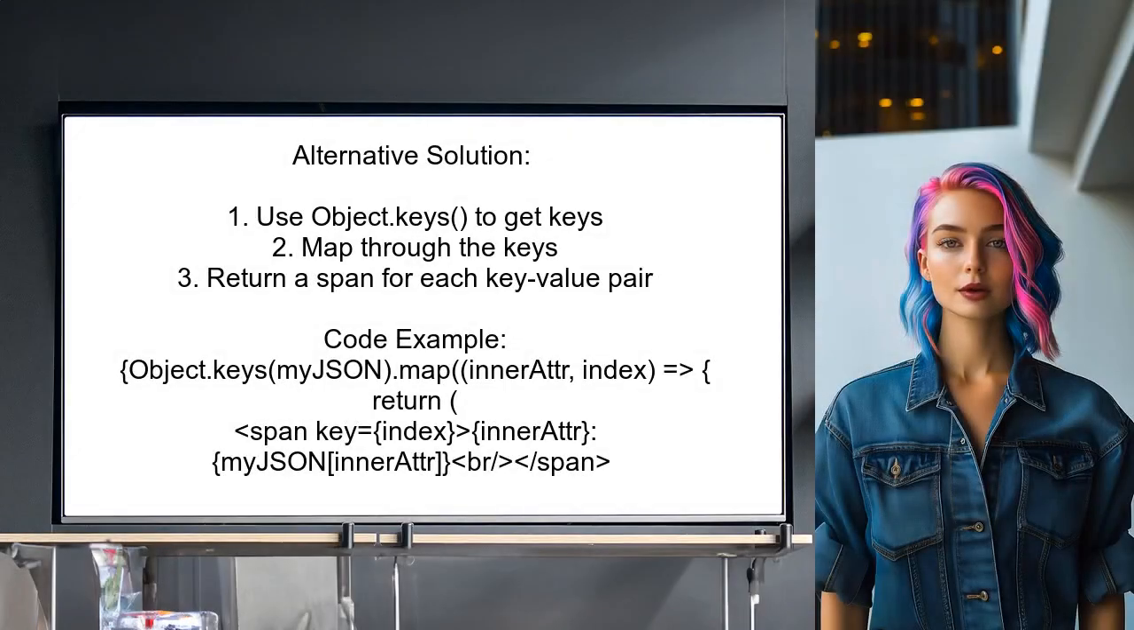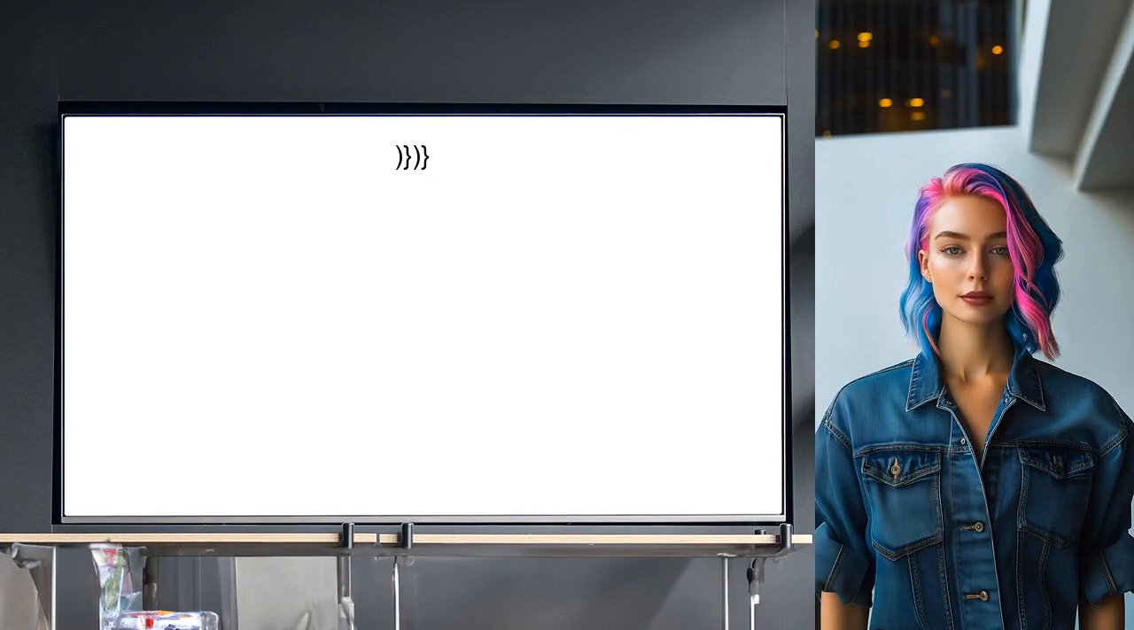Let's check out another perspective from a different user. An alternative approach shared by another user involves using the Object.keys method to iterate over the JSON data. They suggest mapping through the keys of the JSON object and returning a span element for each key value pair.